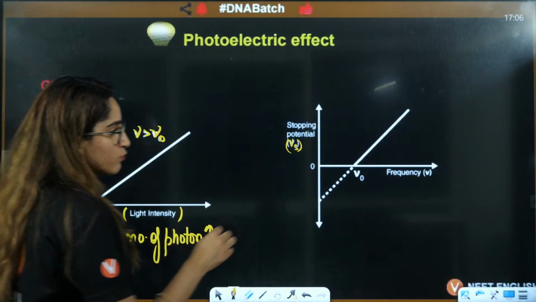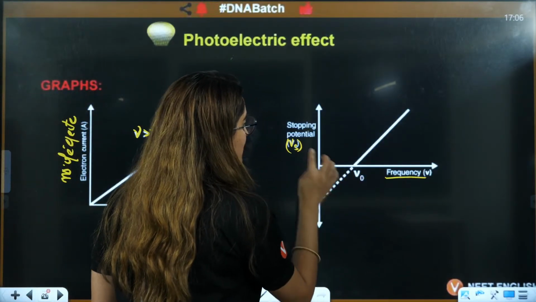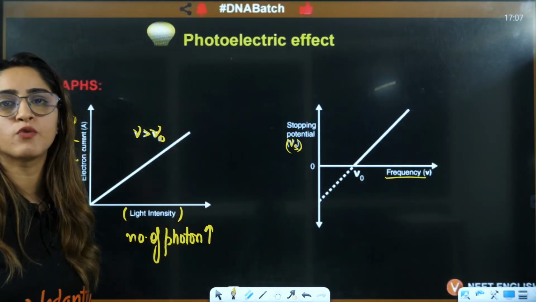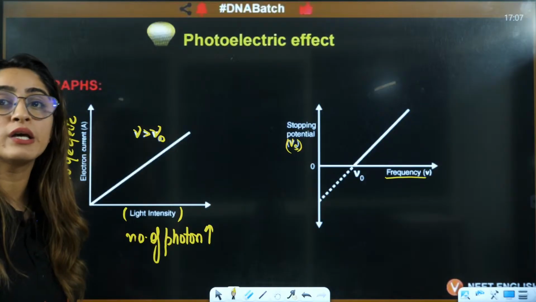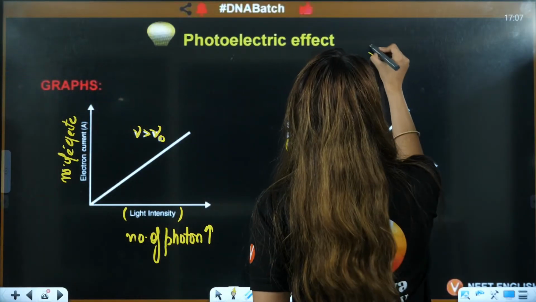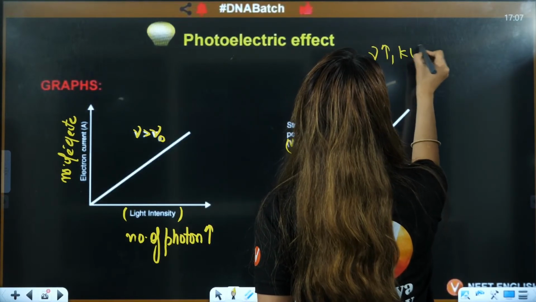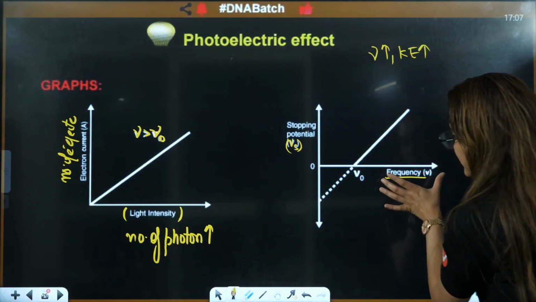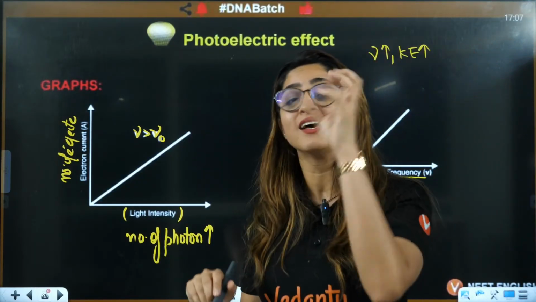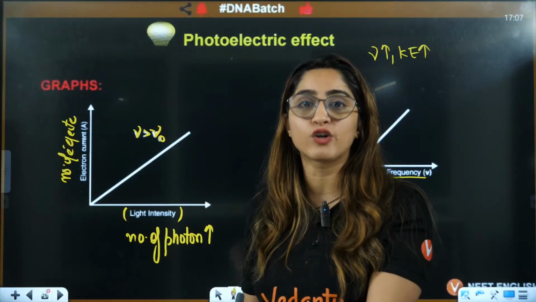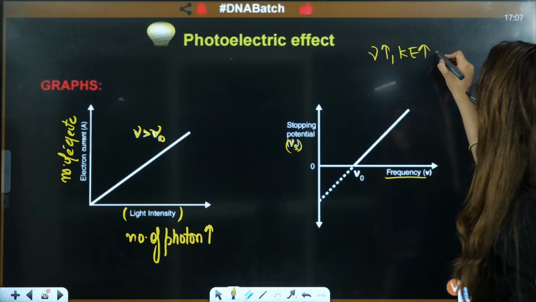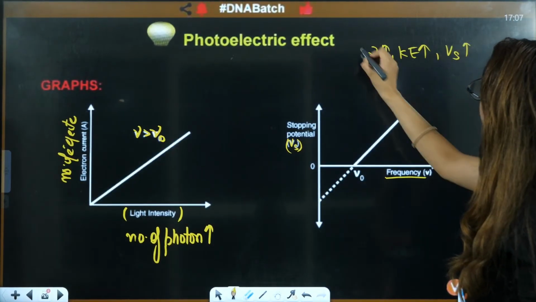So what will happen? This is frequency, this is the stopping potential. As you increase the frequency, what is happening? As you increase the frequency, the kinetic energy is increasing. Frequency increases, kinetic energy also increases. So to stop that electron, more potential will be needed. That's why potential also increases, right?